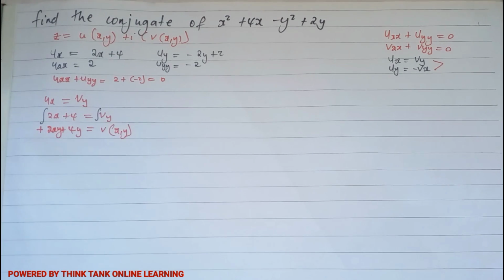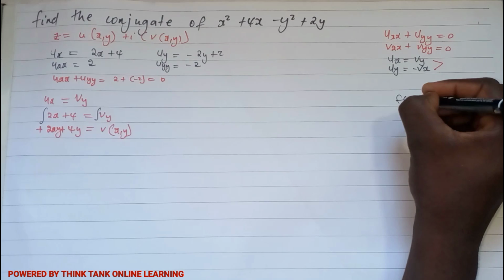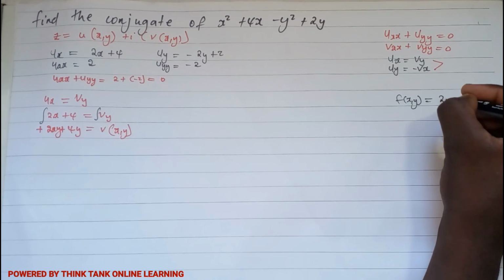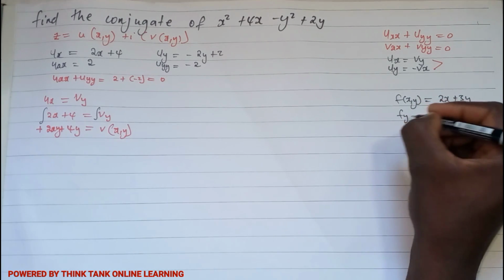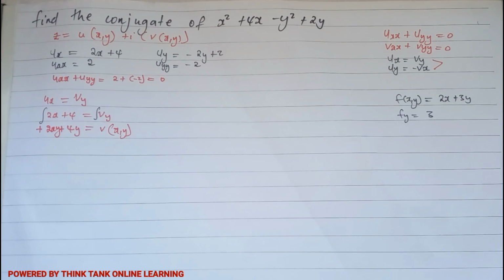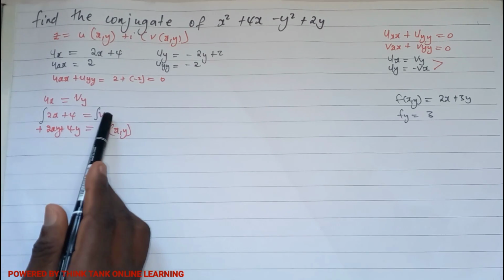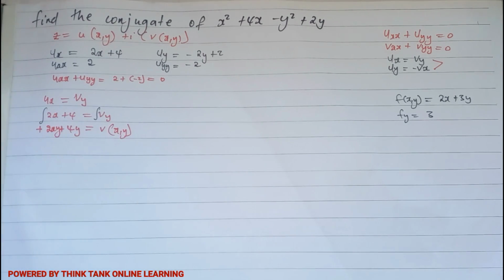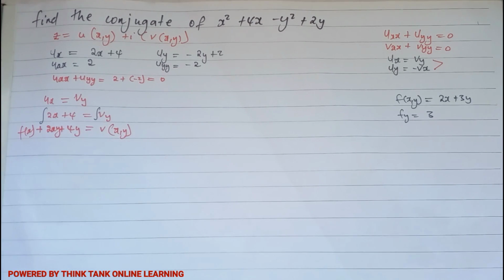remember, we're going to get a constant, but the constant is now different. Let's say a given function f(x, y) is equal to 2x plus 3y. If we differentiate this with respect to y, we get 3. Notice that x has disappeared because x is a constant when we differentiate with respect to y. The same applies here. If we differentiate this with respect to y, all the x components disappear. So we're going to get our constant as f of x. Now we want to find this f of x.